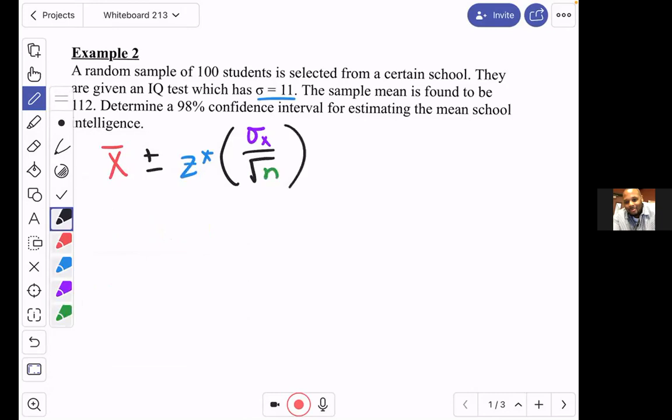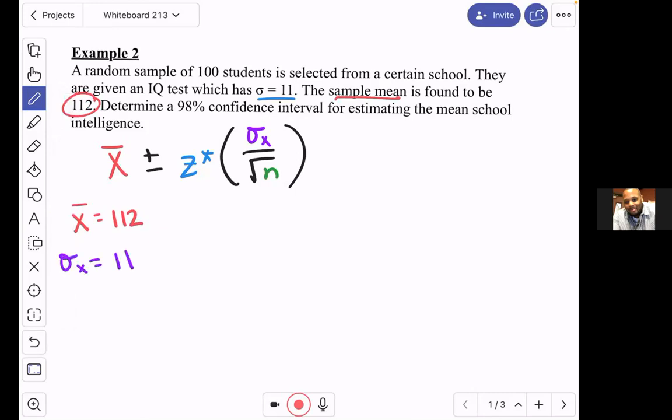Now I can identify certain things already. For instance, I know that the sample mean is 112. So X bar is equal to 112. I also know that the standard deviation was given to me as sigma equals 11, and my sample size n was given to be 100. So the only thing I really need from this problem is my Z star. I need to find Z star.